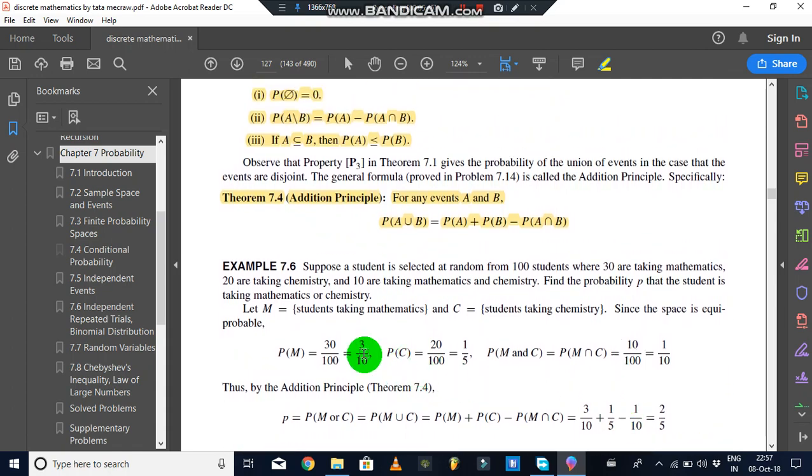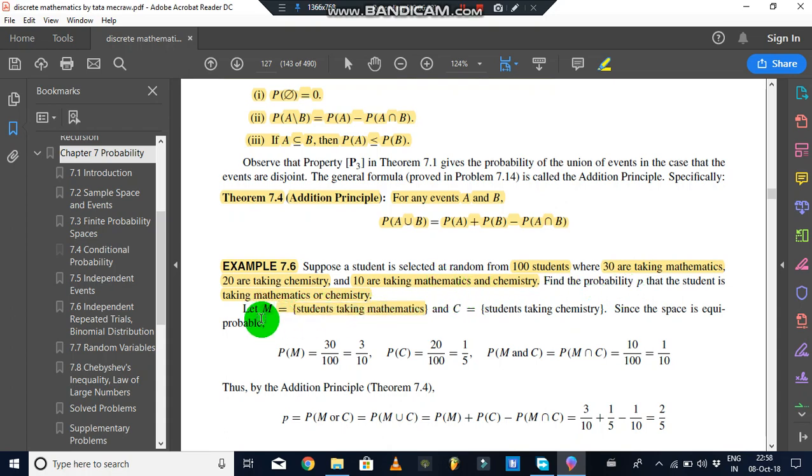So this is the example. Let us consider this. Suppose a student is selected at random from 100 students. Do you understand this? We have 100 students, S equal to 100, where 30 are taking mathematics and 20 are taking chemistry class. 10 are taking both mathematics and chemistry. Find the probability that a student is taking mathematics or chemistry. So we find the probability of these things.